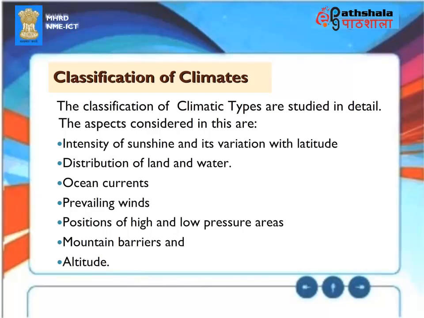Classification of climates. The classification of climatic types is studied in detail. The aspects considered in this are intensity of sunshine and its variation with latitude, distribution of land and water, ocean currents, prevailing winds, positions of high and low pressure areas, mountain barriers, and altitude.